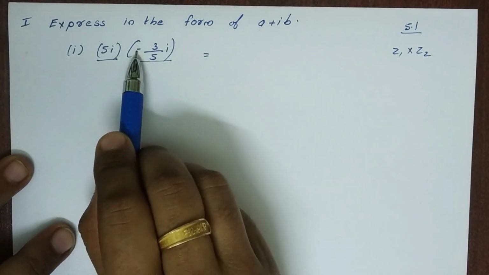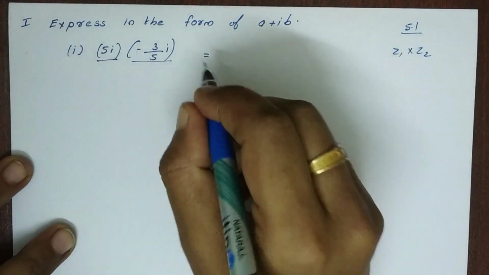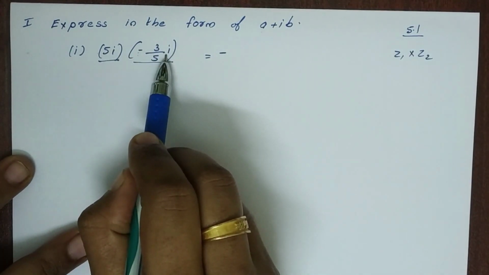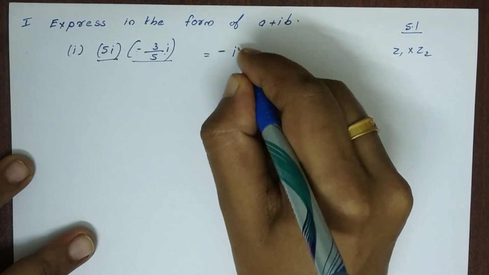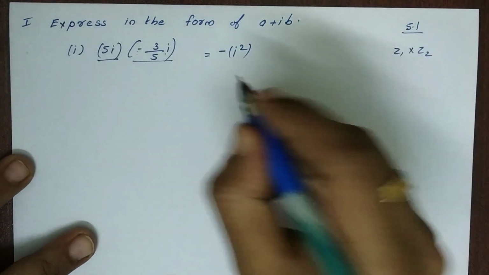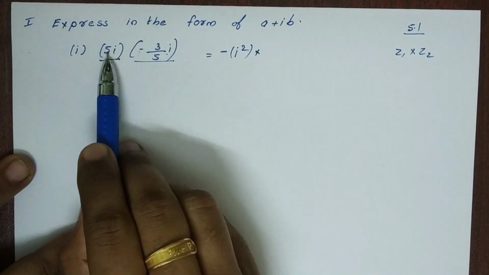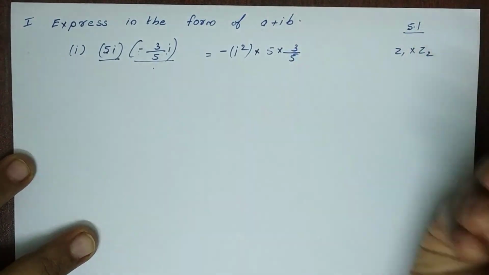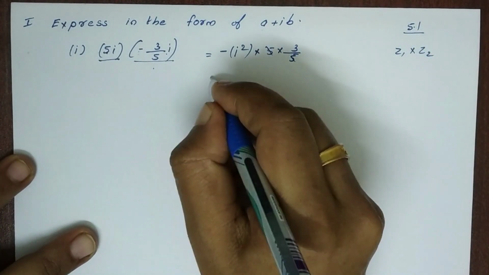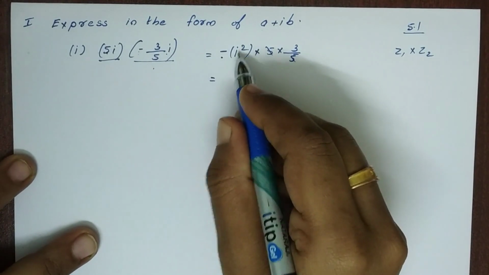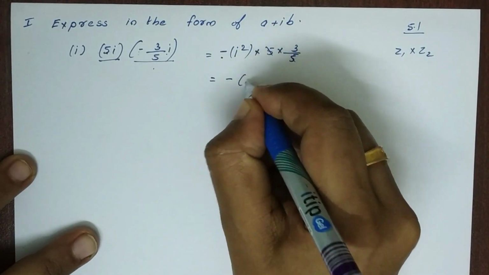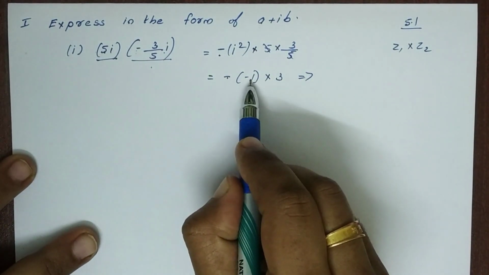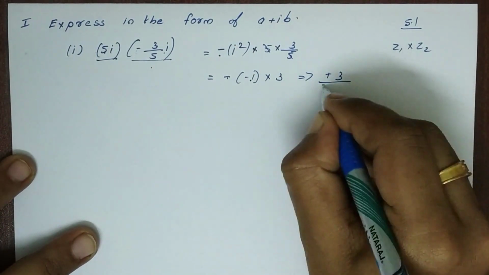So here we have a negative sign and here we have a negative sign. Now, we have an i and here an i. So i into i is i square. Okay, i square into 5 and 3 by 5. So we have 5 into 3 by 5. Then the 5 cancels. Then minus into i square, which is minus 1. So minus into minus 1 into 3. Minus into minus is plus.